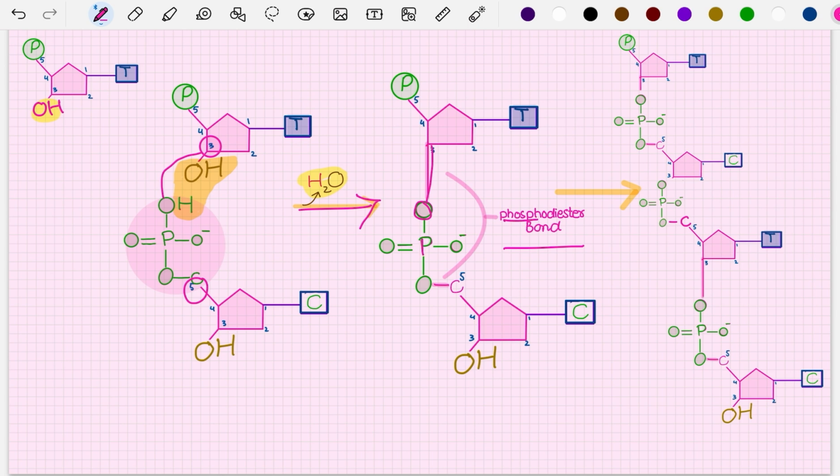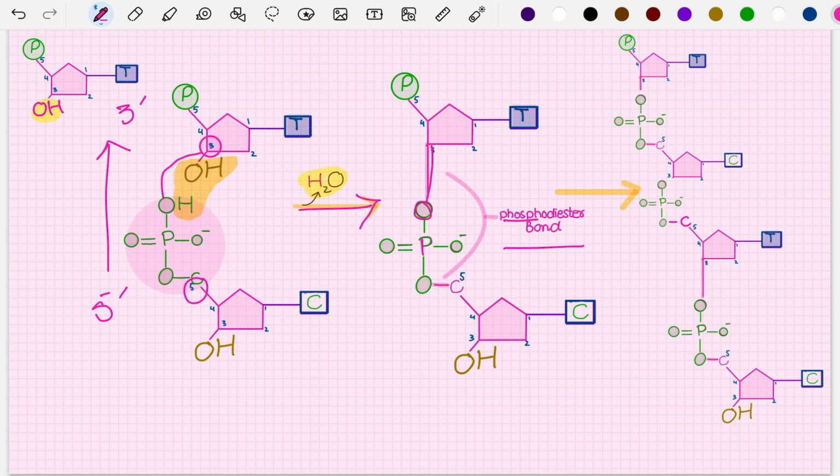Phospho means phosphate, di means two, and as they are ester bonds, that's why they are called phosphodiester bonds. This phosphodiester bond gives DNA and RNA their directionality from 5 prime to 3 prime. It forms the strong backbone that holds the genetic material together. It is created during DNA replication by DNA polymerase. We will discuss that in our upcoming lectures.